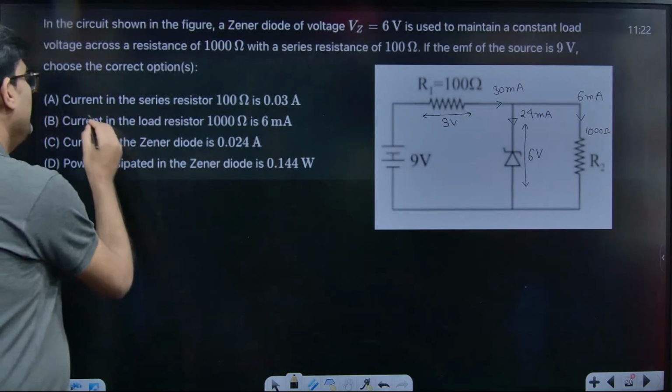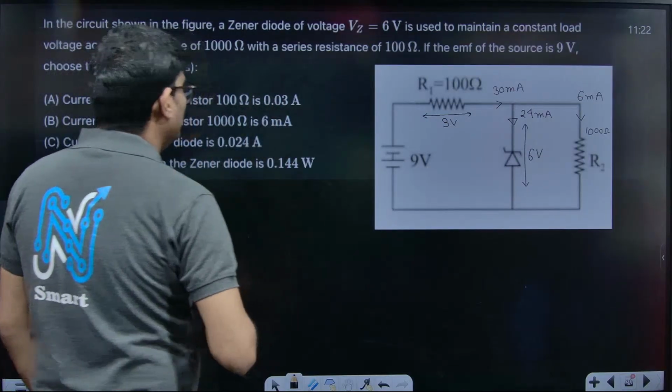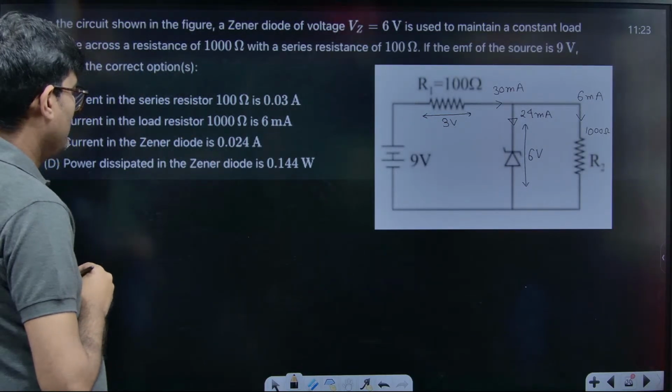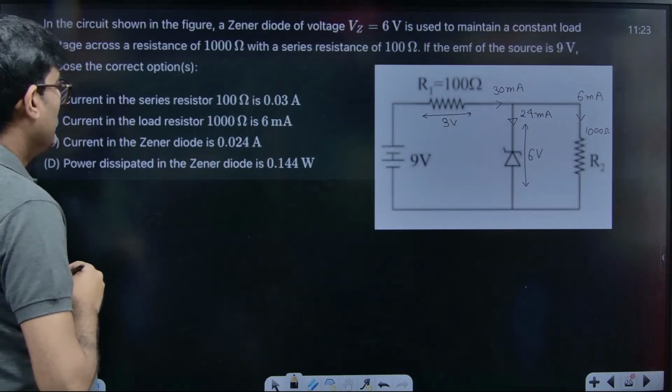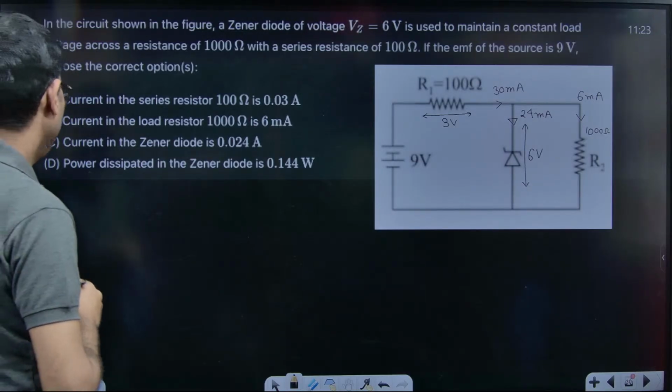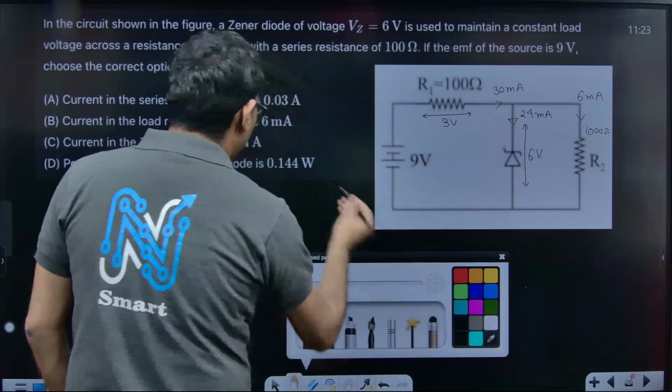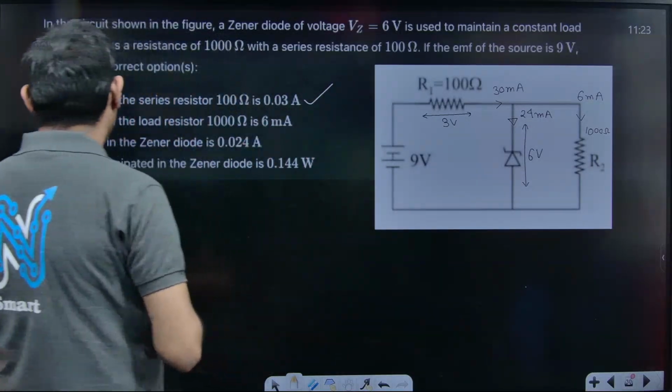The question says the current in the series resistance is 0.03 ampere. That means I think 30 milliampere is the correct option. If it is 30 milliampere, then of course it is the correct option.